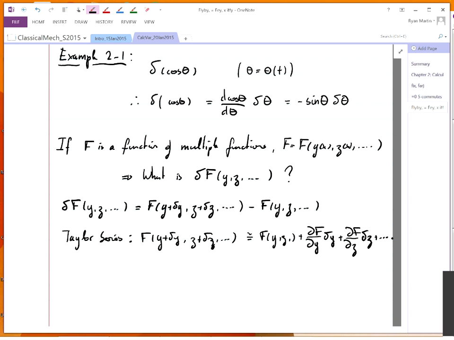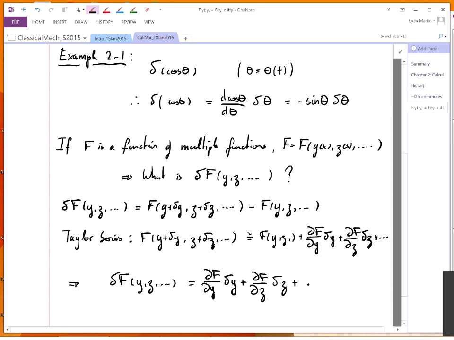All right, so that means that when I do the variation delta f, that first term in the Taylor series cancels with the second term in the variation. And so the chain rule version for when f depends on multiple functions is that delta f of multiple functions is equal to ∂f/∂y delta y plus ∂f/∂z delta z, etc.